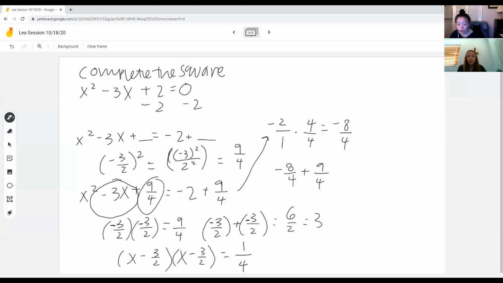Or 1/4. And then how would you put this in the form? You would do x minus 3 over 2 squared minus 1/4 equals 0. So this is just how you would do it with fractions. Hopefully she doesn't do this, but if she does, this is how you do it. Okay.